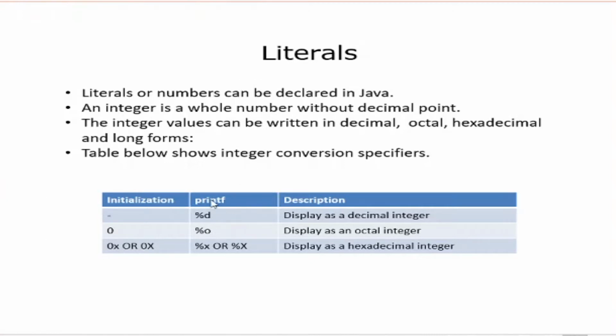Okay, so for printf we use %d to display decimal, %o to display octal, and %x to display hexadecimal. And we use 0 to initialize octal and 0x to initialize hexadecimal. Okay, so let's see the example here.